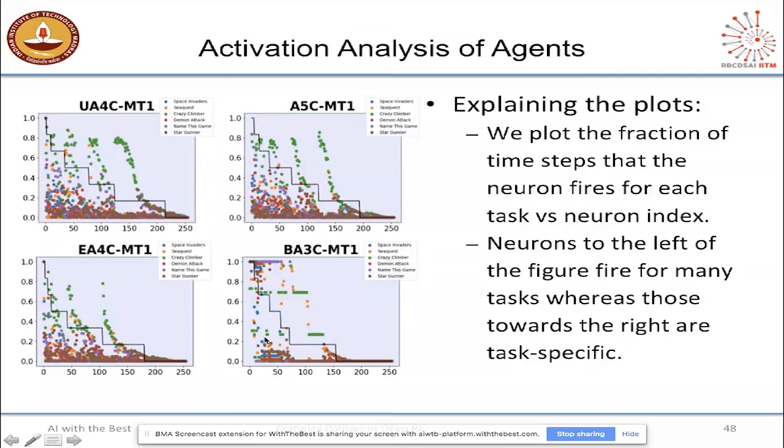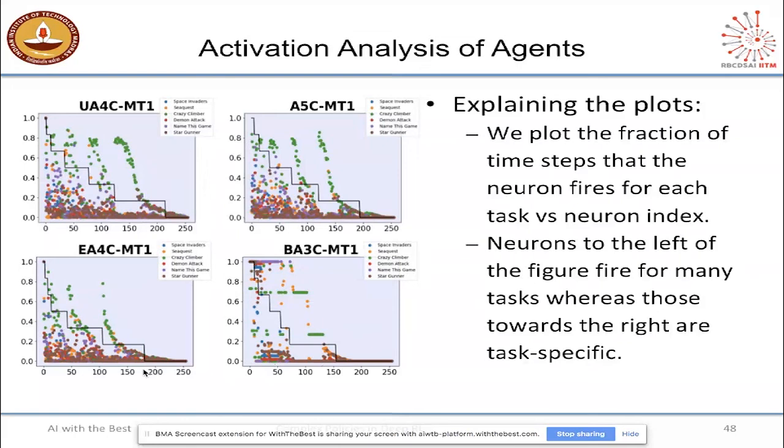Right? And if you look at the baseline agent, you could see that most of the neurons, nearly 200 of the 250 neurons, fire for either 0 games or only one game. Right? But if you look at the more adaptive ones, you can see that nearly 100 neurons here in A5C fire for more than 2 games. Right? And similarly for UA4C and EA4C, more than 100 neurons fire for multiple games. Right? So this essentially means that there are more task agnostic neurons that are trying to learn something that's more generic across games rather than trying to specialize for single games.